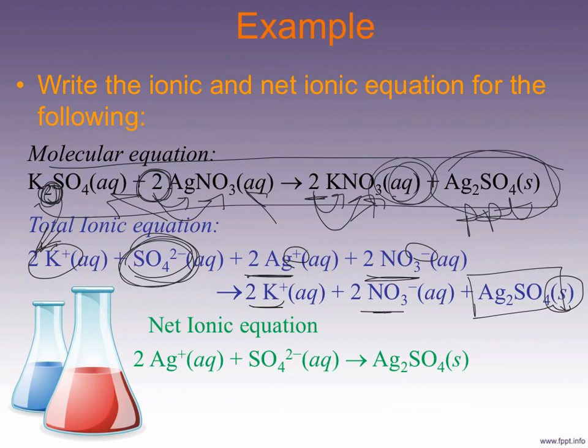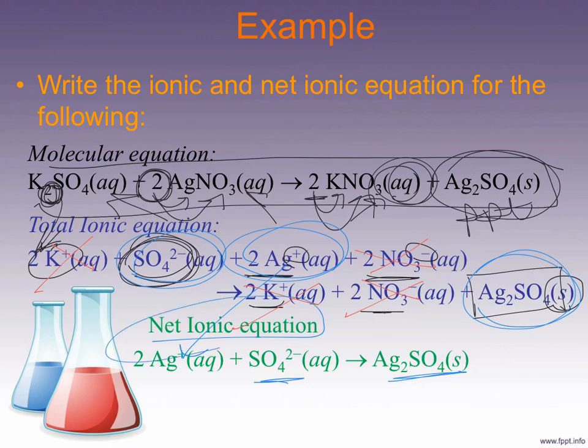And let's cross out the spectator ions, potassium and nitrate. So what we're left with is 2 silver combine with 1 sulfate to give us silver sulfate. This is your net ionic.